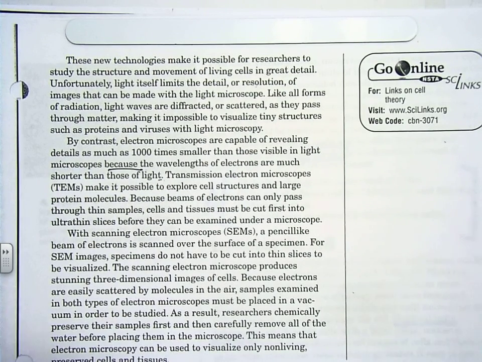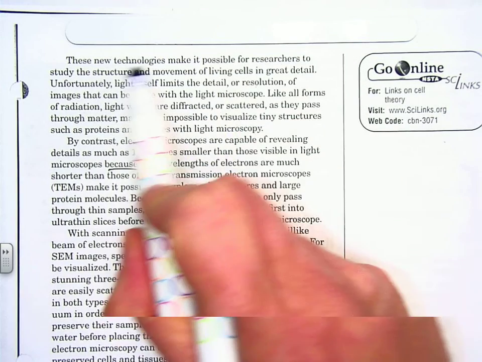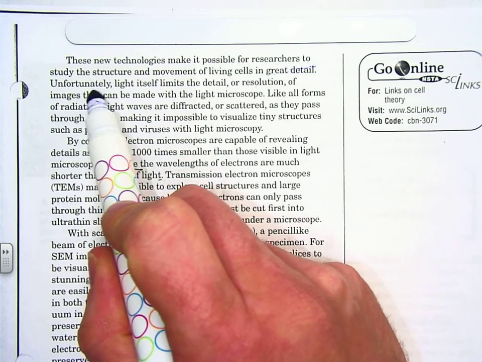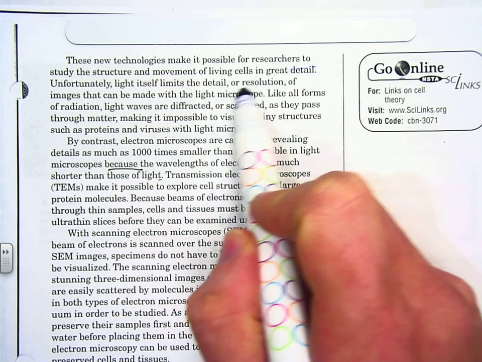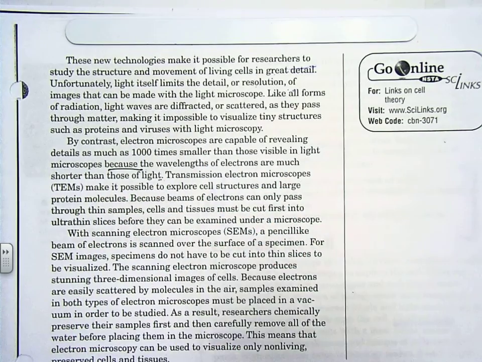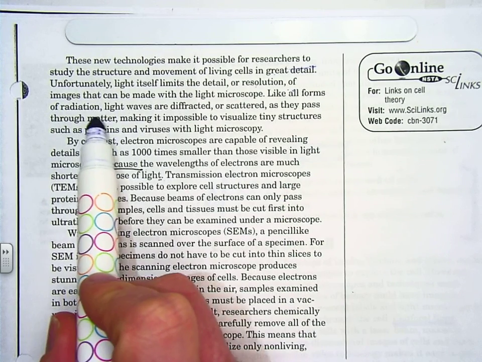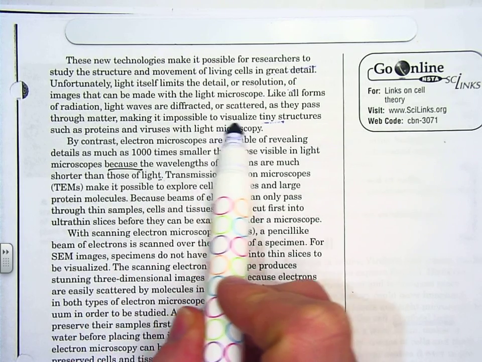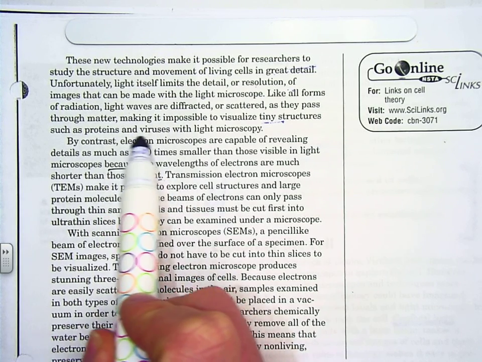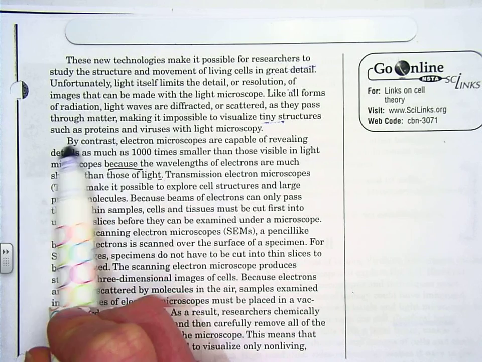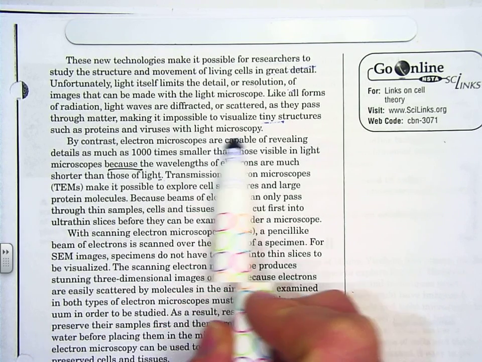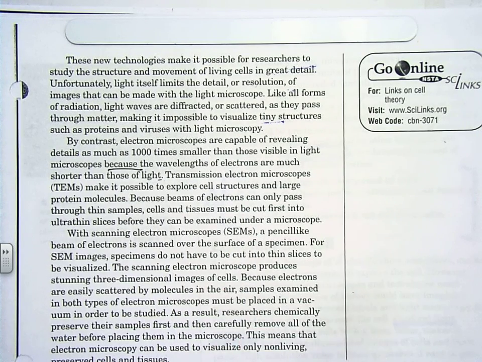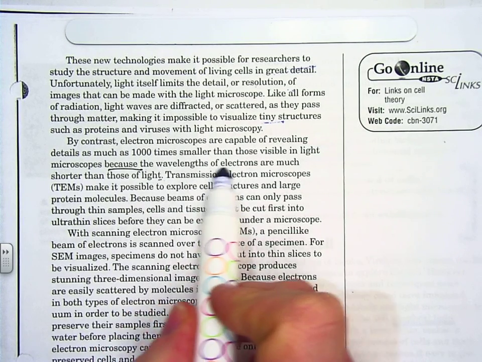These new technologies make it possible for researchers to study the structure and movement of living cells in great detail. Unfortunately, light itself limits the detail of resolution of images that can be made with the light microscope. Like all forms of radiation, light waves are diffracted or scattered as they pass through matter, making it impossible to visualize tiny structures such as proteins and viruses with light microscopy. By contrast, electron microscopes are capable of revealing details as much as 1,000 times smaller than those visible in light microscopes, because the wavelength of electrons is much shorter than that of light.